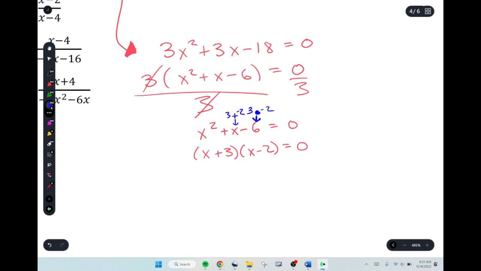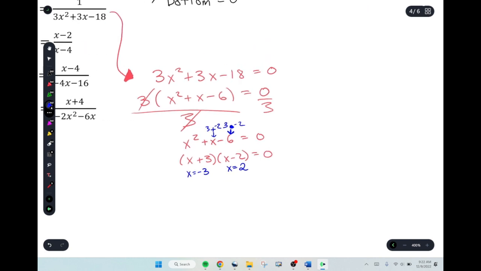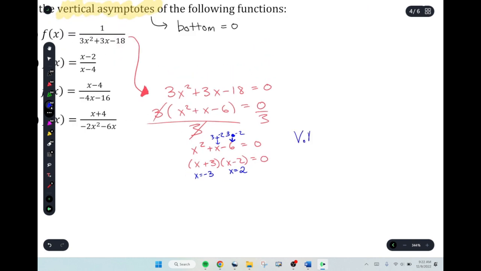So that means basically when you look at the x's, x plus 3 equals 0, x minus 2 equals 0, x would equal negative 3, and x would also equal positive 2. So your vertical asymptotes would be x equals negative 3 and x equals 2. Love it.